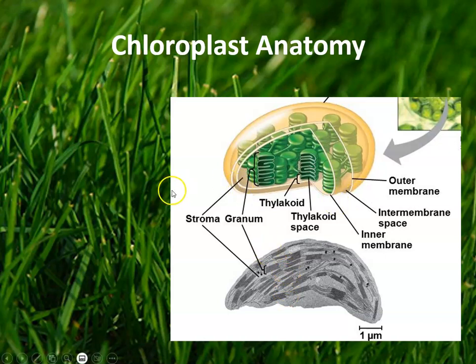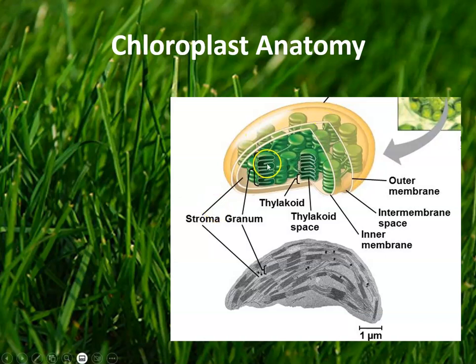Let's now focus more on the cartoony version of the chloroplast. Notice that, like the mitochondria, there are some similarities here. It has both an outer and an inner membrane, and in between those is the intermembrane space. Interior to the inner membrane is a fluid-filled region. The fluid itself is called the stroma. Think of that kind of like the matrix of the mitochondria.